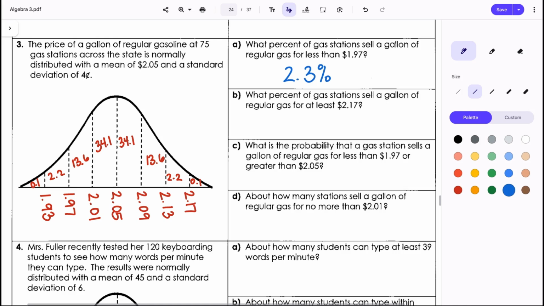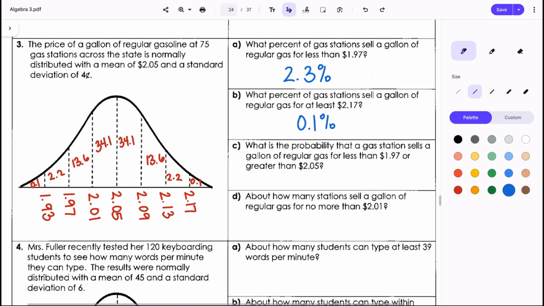How about for B? What percent of gas stations sell a gallon for at least $2.17? It's 0.1. Okay. Again, with that wording, like at least, you have to know what that means to understand what side of the graph you're looking at. At least would be like that's the minimum. So the minimum is $2.17, and I want anything above that, which is only that 0.1%. So most gas stations are going to have something smaller than that for their cost.